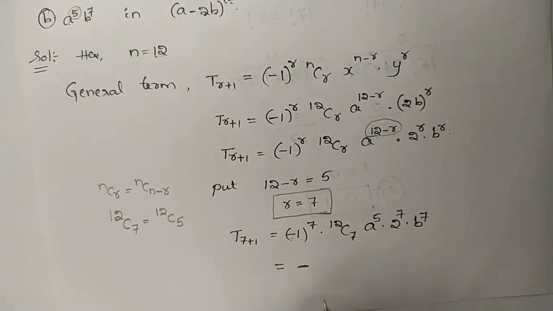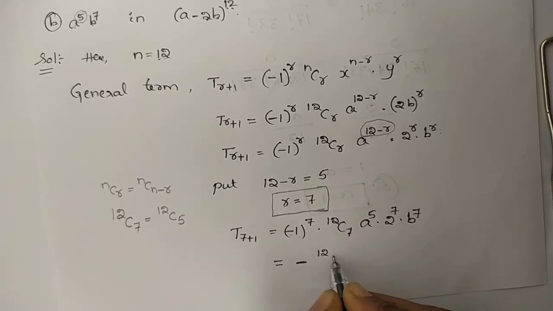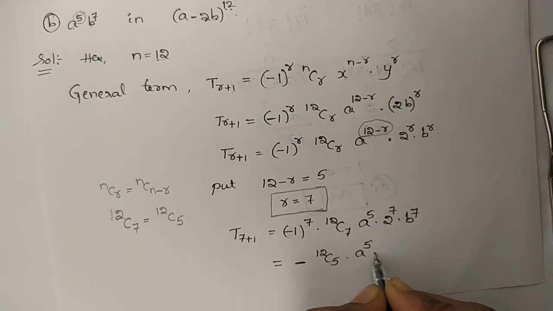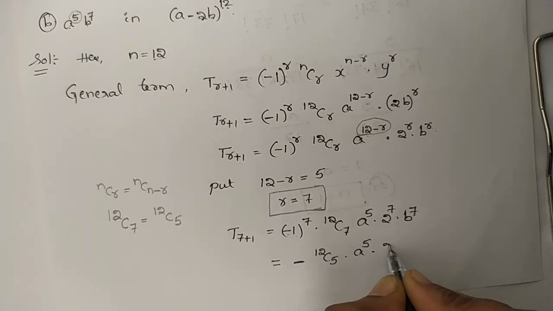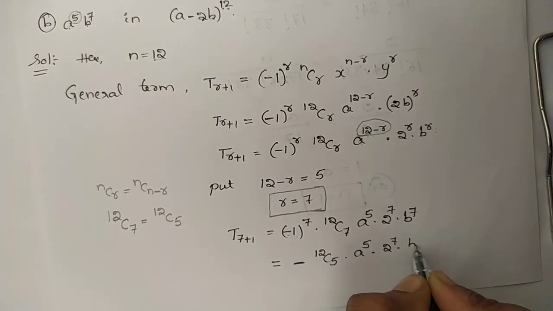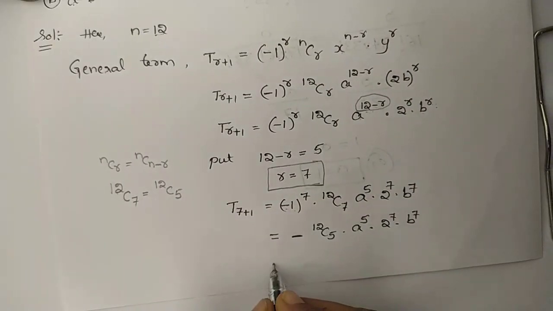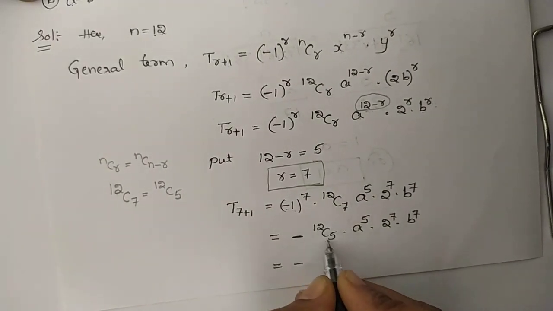So minus 12C5 into a power 5 into 2 power 7 into b power 7. Now let us simplify this. That is equal to minus 12C5.